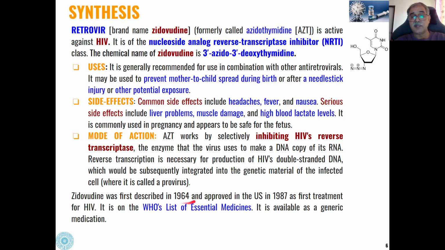This antiviral agent was first described in 1964 and approved in 1987 for treatment of HIV. It is in the WHO list of essential medicines, and it is also available as a generic medicine in all the countries.